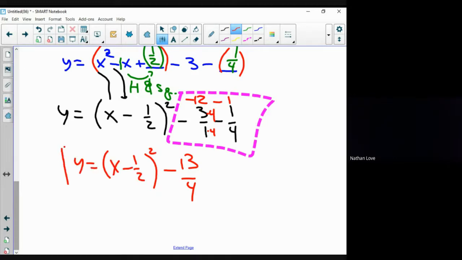And look what we have. Vertex form. I know it's going which direction? Is it opposite day? Then which way is it going? Right 1/2. Okay, right 1/2, then what? Down 13/4.